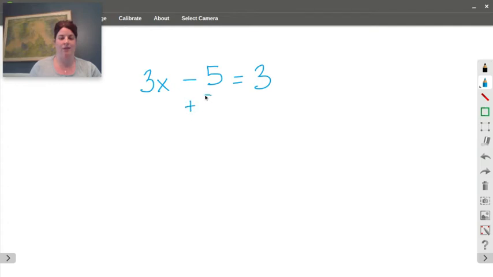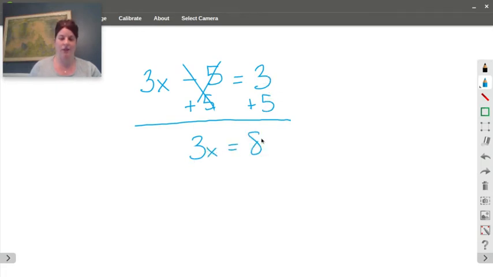So we add 5 to both sides. Negative 5 plus 5 cancel each other out. So now we have 3x equals 5 plus 3, which is 8. And now I'm going to have to use the calculator because I did a big decimal. All right, so now we have 3 times x equals 8.